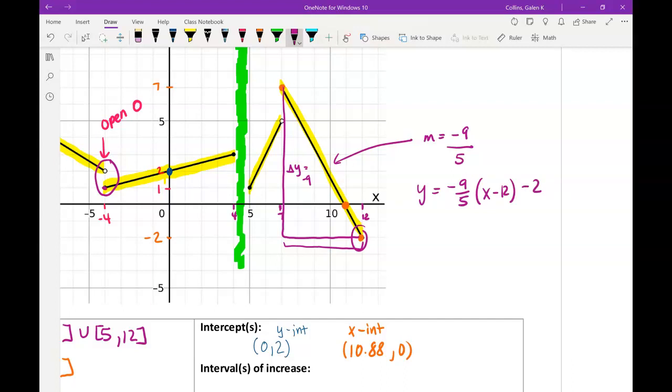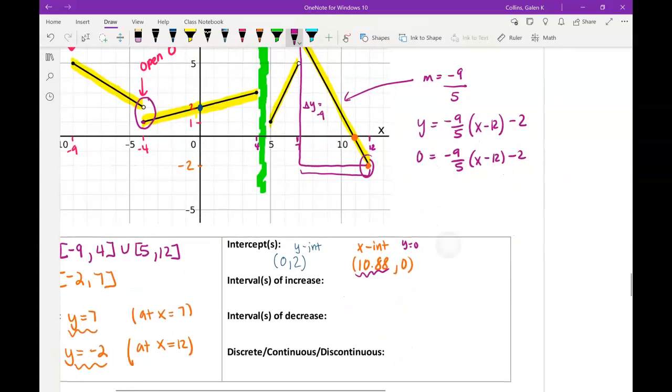The way I could actually figure out that this number is really 10.88 is if I substitute 0 for y, because we said our x-intercept occurs when y is 0. So if you solve this equation, you will get the value that I got, hopefully, unless I made a mistake. That is always possible. I really don't want to do that right now. I mean, we could. It's not that hard. I just don't want this video to be a year long.